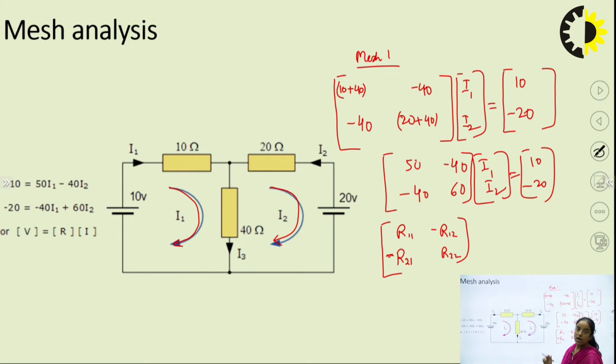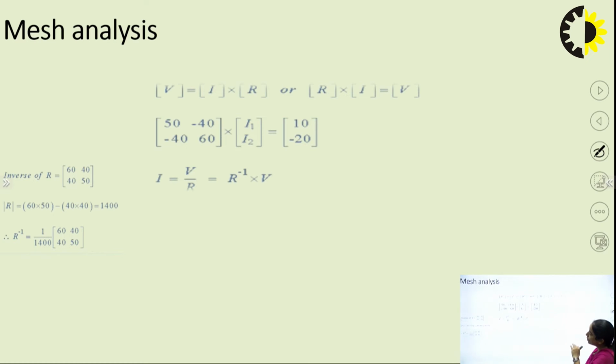Similarly, this is R2, that is 20 plus 40. Okay, so this is the simple approach, and after solving this equation, we will have the values of the currents I1 and I2. Here a simple method for solving the equation has been considered. You can apply Cramer's rule also.